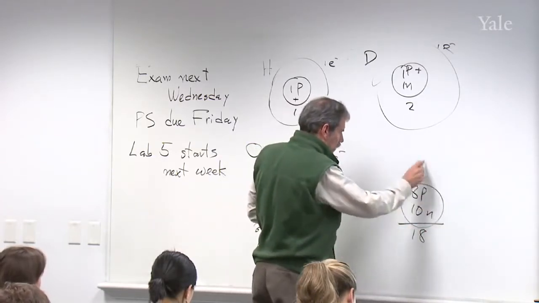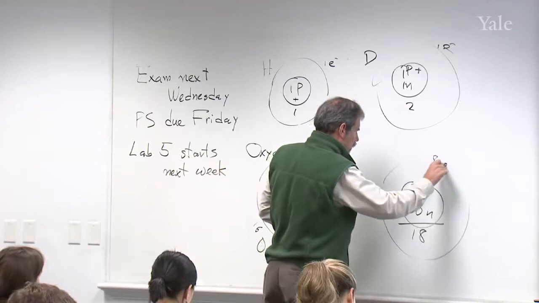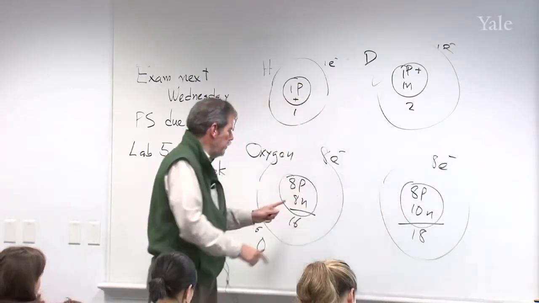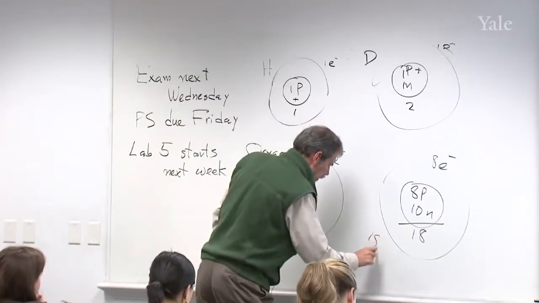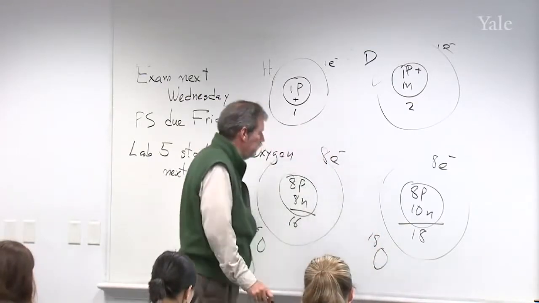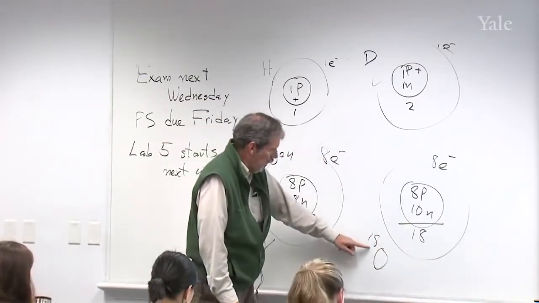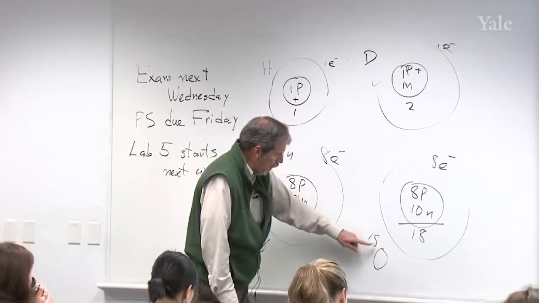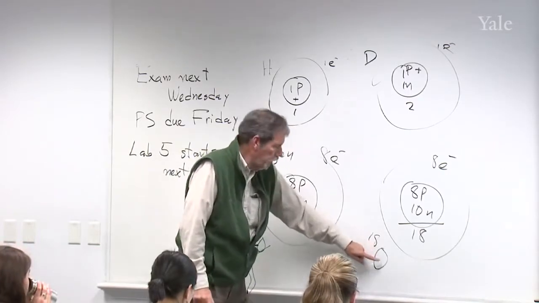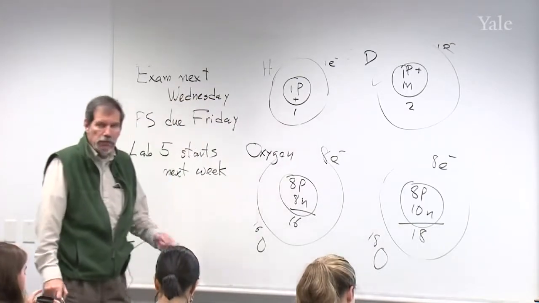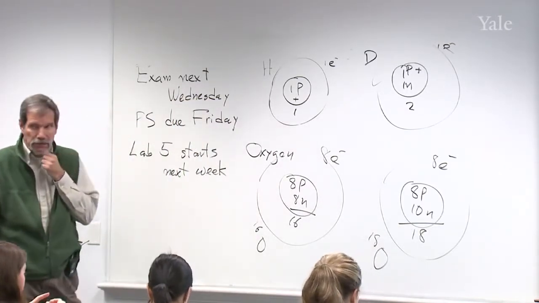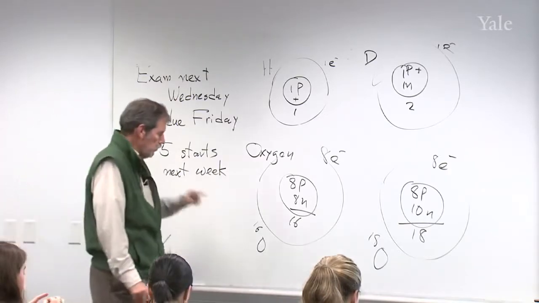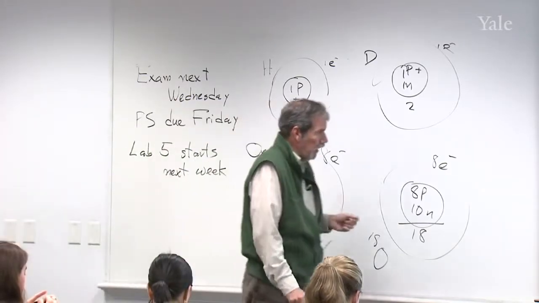Still has 8 protons, therefore it has 8 electrons. Same chemical properties, but a different mass, and this one is called oxygen 18. And by convention, that mass number is put to the upper left of the letter symbol for that element. So oxygen 16 and oxygen 18.